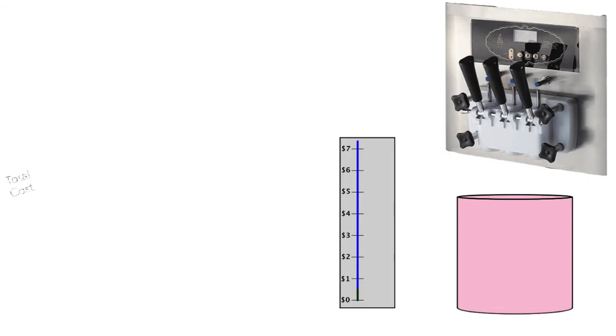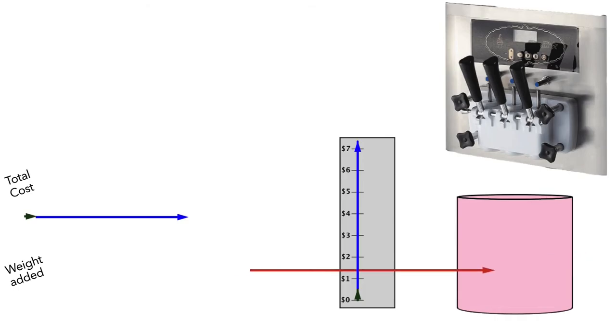First, I'll represent the total cost. The green arrow represents the cost of the cup itself. And I'll represent the change in the cost using a blue arrow. Next, I'll represent the weight of the frozen yogurt that is getting added to the cup using a red arrow.